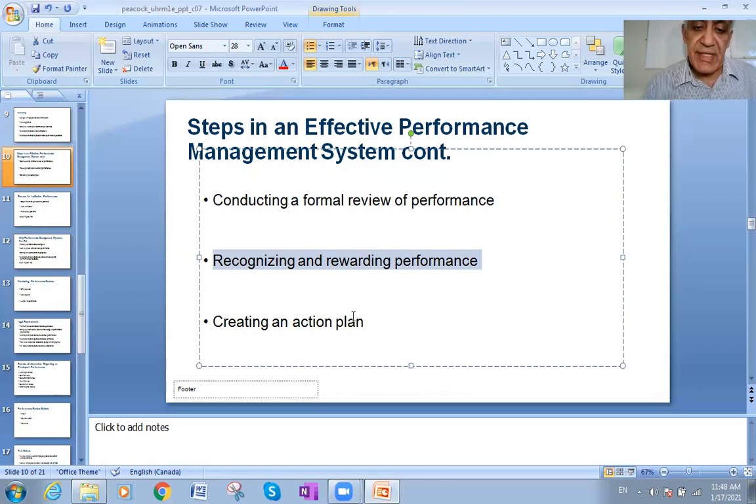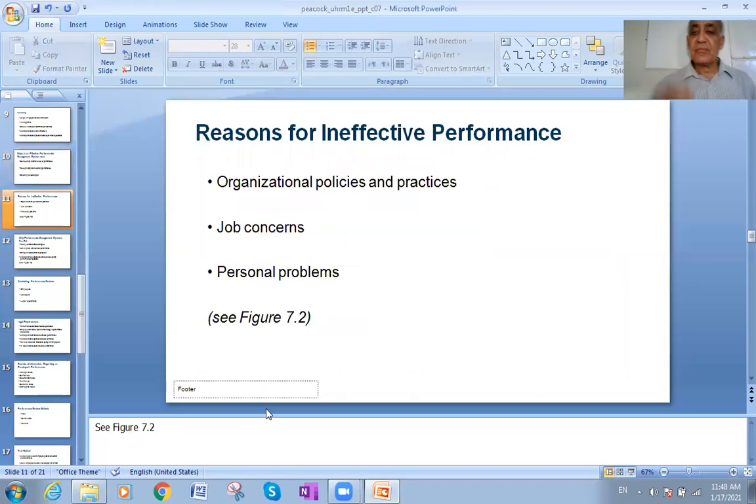Okay. Creating an action plan. An action plan is like a scenario: what is to be done, when to be done, where to be done, and how to be done.